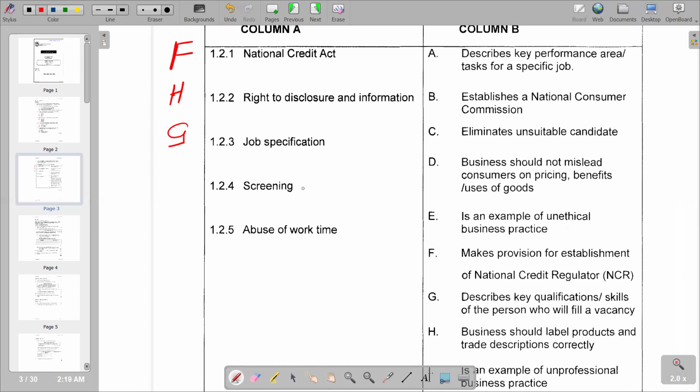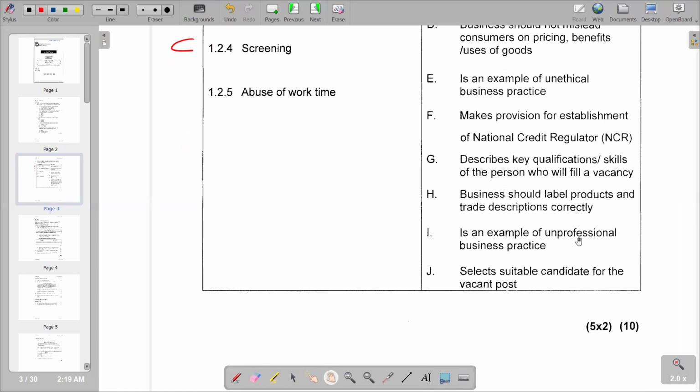Then we have screening. By screening, we are trying to take the best out of the options that are there. We try to see, according to our responses, what we have. We go to C, it reads, eliminates unsuitable candidates. So it's basically screening again, so we have C. Then we've got abuse of work time. We try to see which explanation matches abuse of work time. We go to I, an example of unprofessional business practice. So abuse of work time becomes an example of unprofessional business practice, which is correct. So we have I as our correct response.